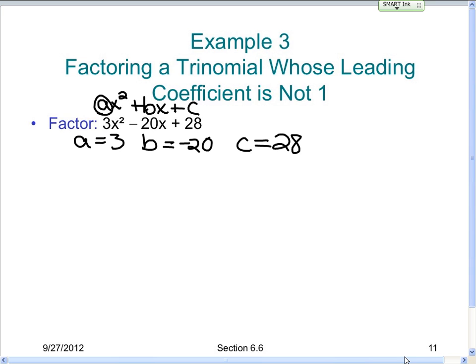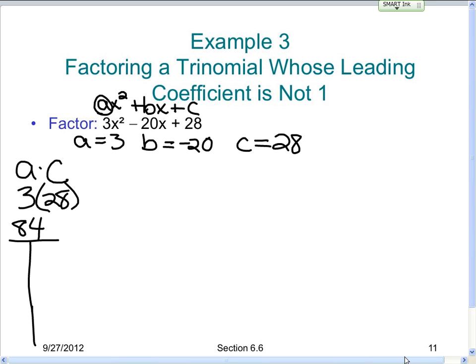Now the AC method literally means AC, or A times C, which in our example, A is 3, C is 28. So 3 times 28 is 84. So what you're going to do is make a T-chart with 84 at the top. And you're going to list all of the pairs of factors for 84. What times what will give you 84? Keeping in mind that we can multiply a negative times a negative and get a positive 84.